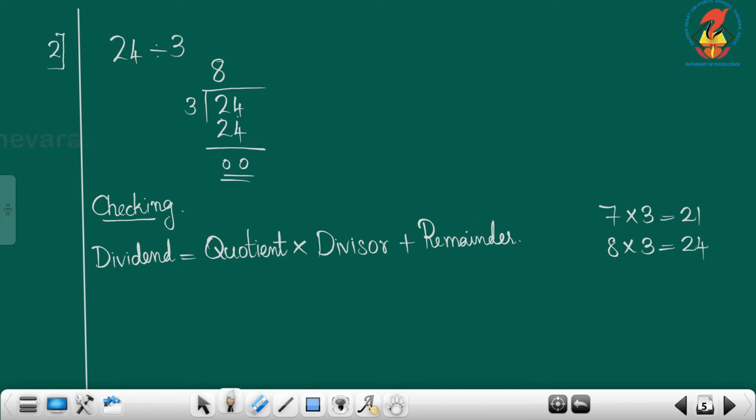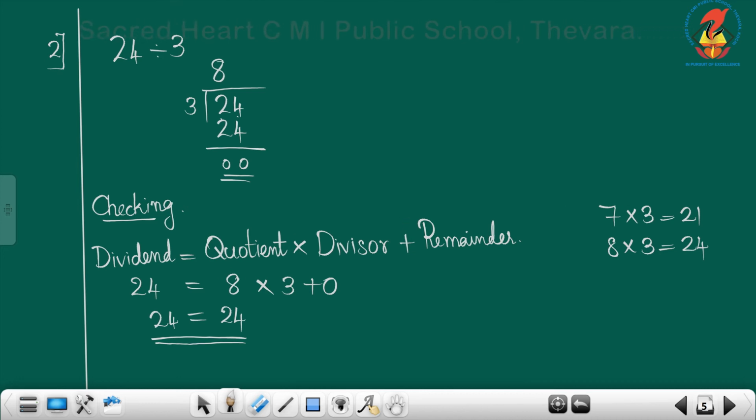What is the quotient here? Quotient means the answer in the division. 8, into divisor 3. The remainder is 0. So here what is the dividend? It's 24. 8 3s are 24. 24 equals 24. That means our answer is correct. Clear? Okay.